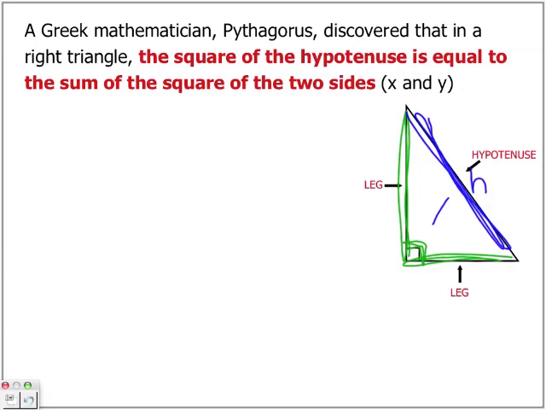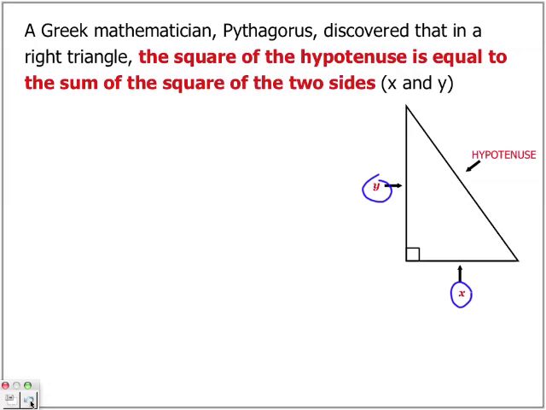A Greek mathematician, Pythagoras, discovered the Pythagorean theorem. He discovered that in a right triangle, the square of the two legs added together equals the square of the hypotenuse. The two legs we represent with x and y. These are just variables, and the hypotenuse we represent with h. So our equation is x squared plus y squared equals h squared, which can also be known as a squared plus b squared equals c squared.